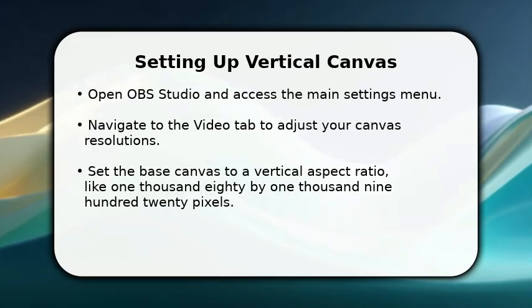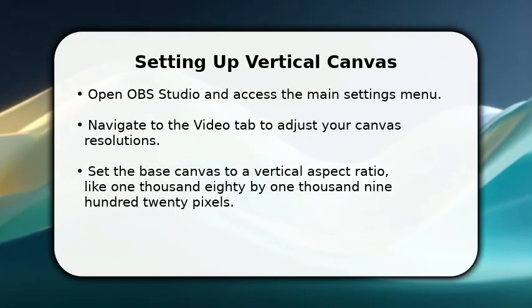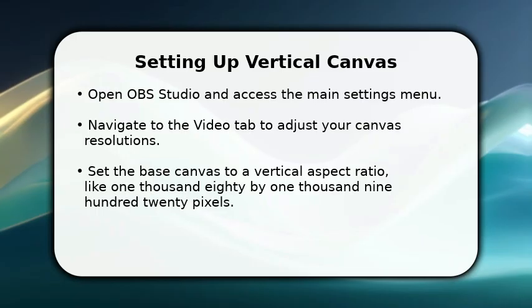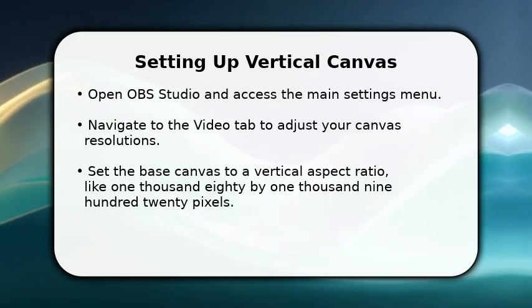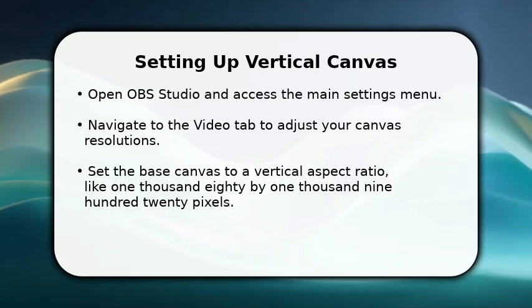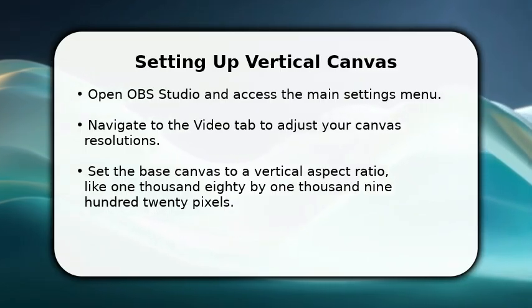In this video, I will explain how to use vertical format in OBS Studio. First, open OBS Studio and click on Settings in the bottom right corner. Go to the Video tab. Here, you will find Base, Canvas, Resolution, and Output, Scaled Resolution.